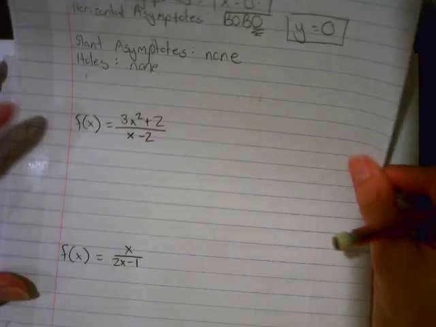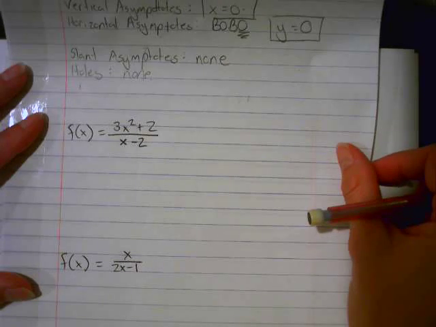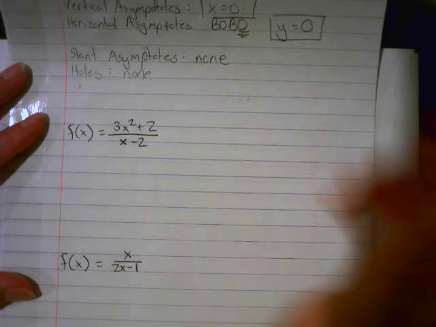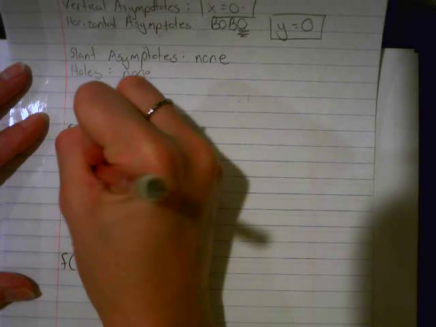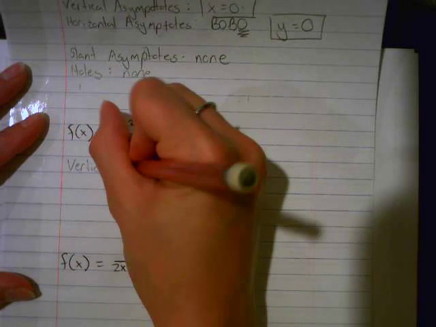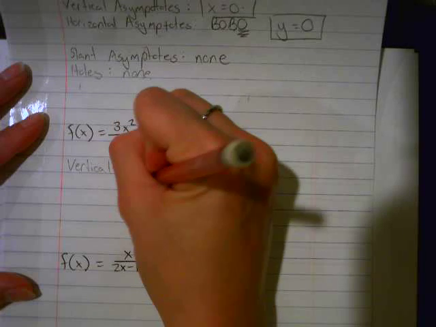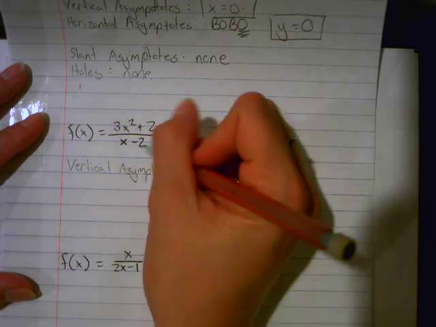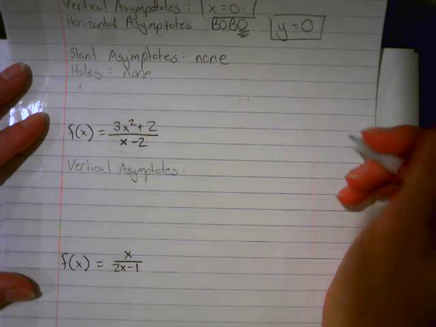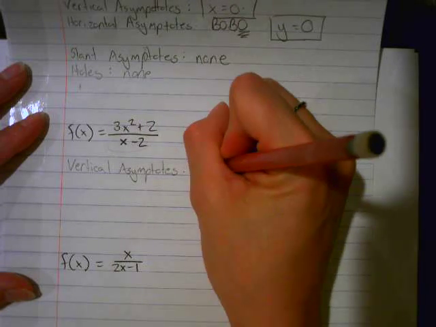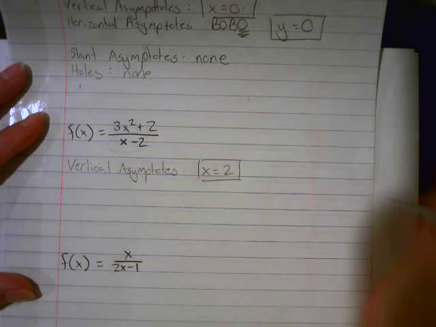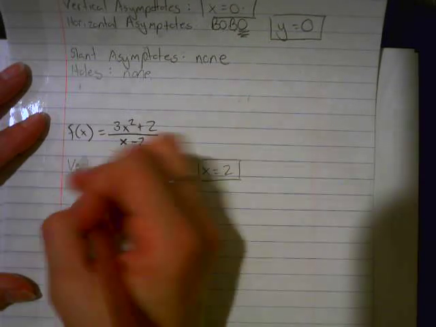Alright, let's take a look at the second function. My second function, I've got f of x equals 3x squared plus 2 over x minus 2. Let's start again with vertical asymptotes. Again, I'm looking for any values of x that would make this denominator equal to 0, and the value of x that would make that happen is positive 2, because positive 2 minus 2 is 0. So I'm going to have a vertical asymptote at x equals 2.